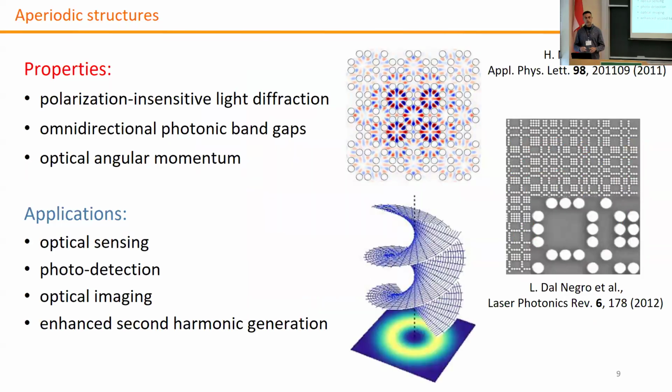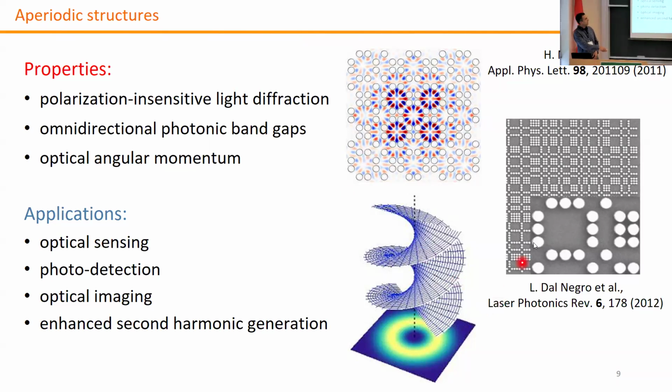Okay, so now I would like to focus a bit more on the properties of these aperiodic structures. They've been studied in the last, I don't know, 10, 15 years, mostly, to my knowledge, in passive devices, so systems where light was either reflected or transmitted through. And what has been shown is that you can have polarization insensitive light diffraction. And these structures can sustain omnidirectional photonic bandgaps, and they can also impart optical angular momentum on light.